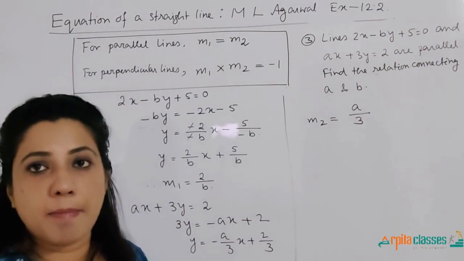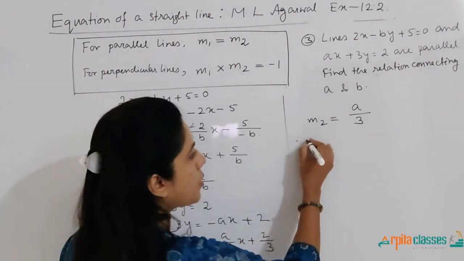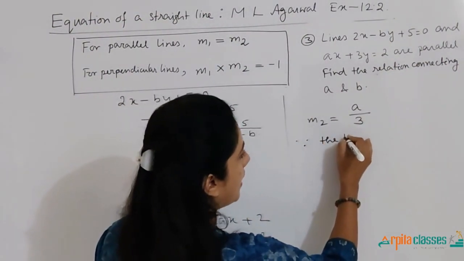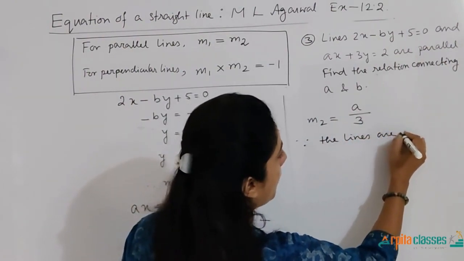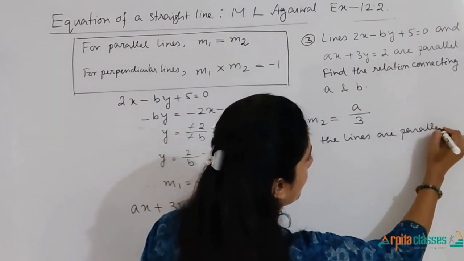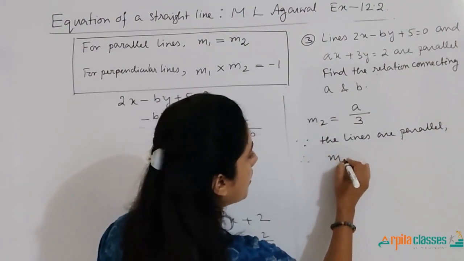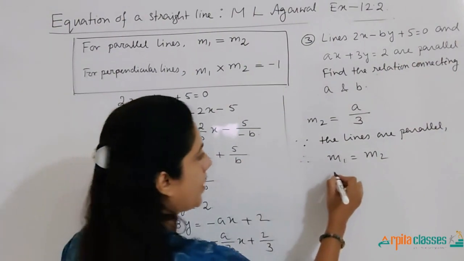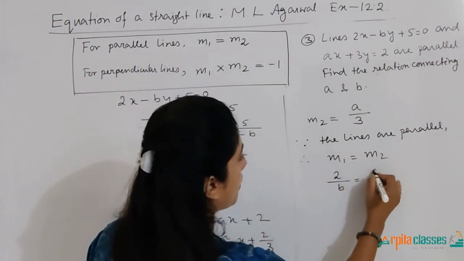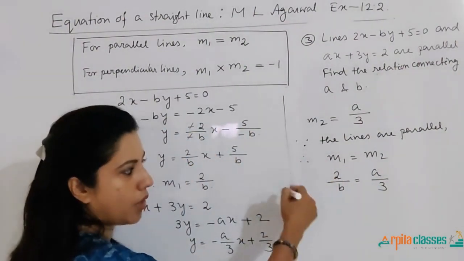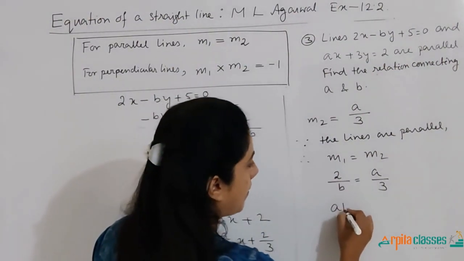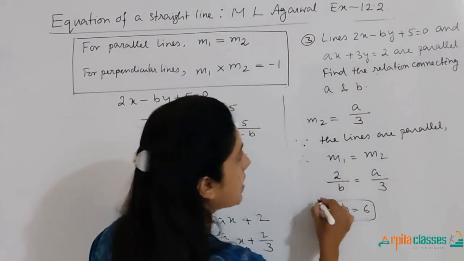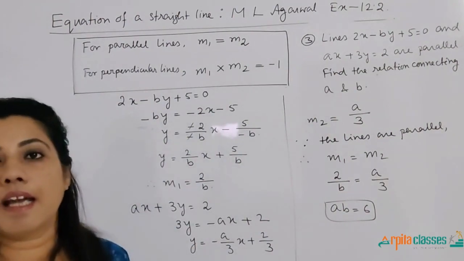Now since the lines are parallel, therefore the slopes are equal. So you will write, since the lines are parallel, therefore m1 should be equal to m2. What's your m1? 2 upon b. So write it here, 2 upon b is equal to minus a upon 3. So now cross multiply, we are getting ab is equal to minus 6. So this is the relationship connecting a and b.